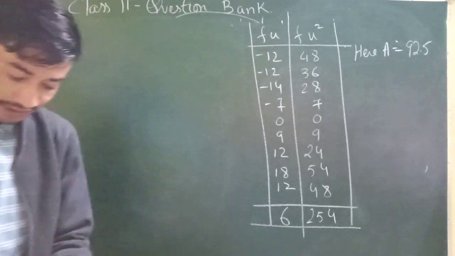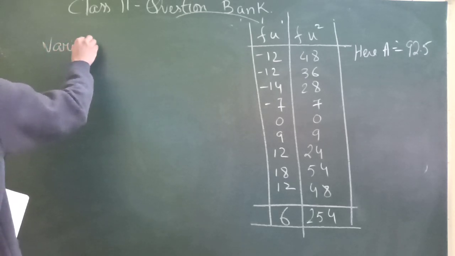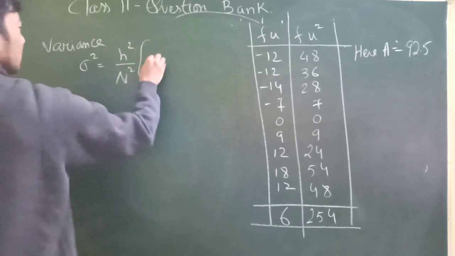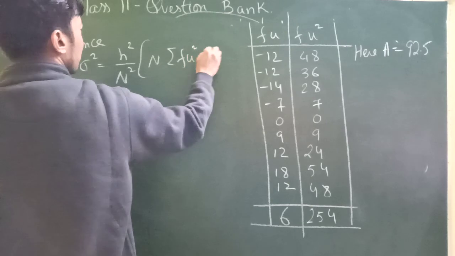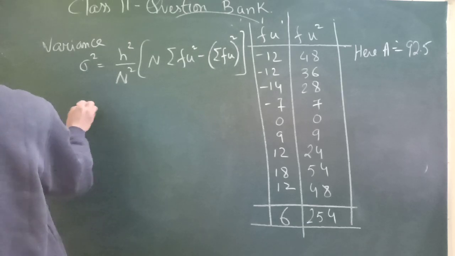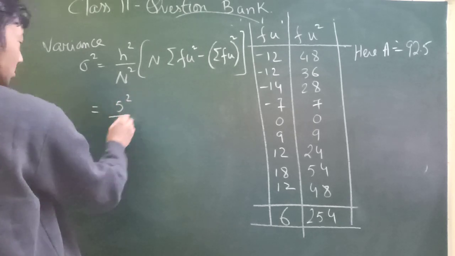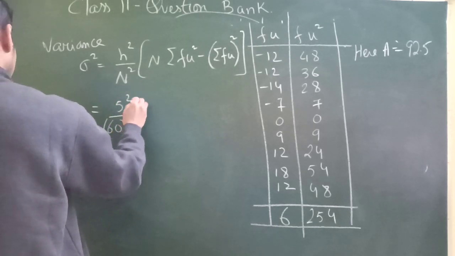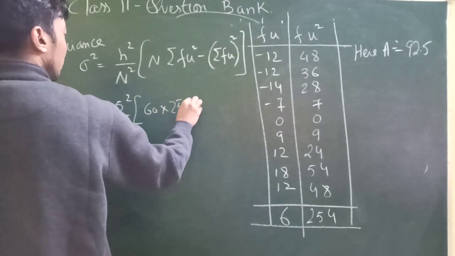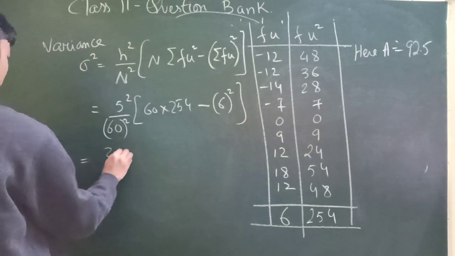So what was the formula for variance then? The variance, sigma square, is h square by n square, into n times the summation of f into u square, minus the square of summation of f into u. H is the class width, which was 5, so that's 5 square. N was the total of frequency, which was 60. So it is 25 by 60 square into 60 times 254 minus 6 whole square.